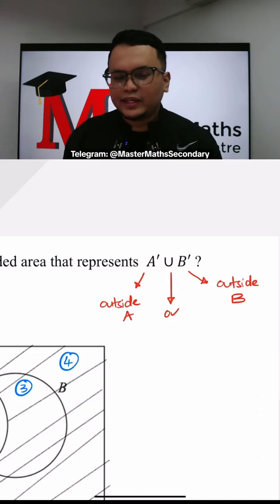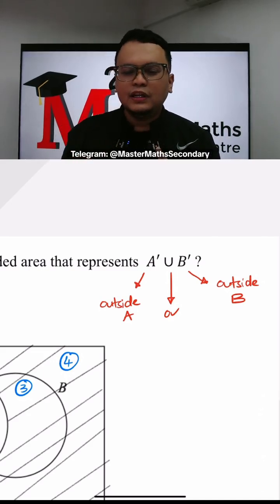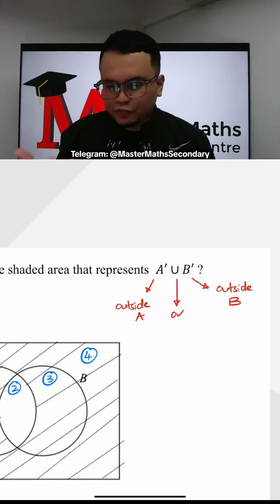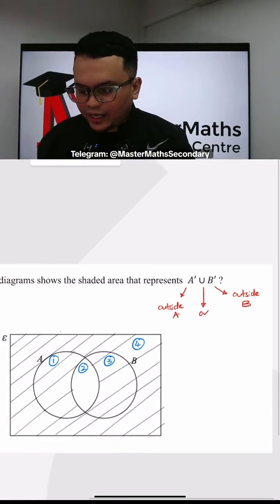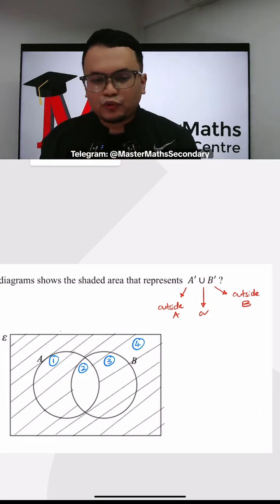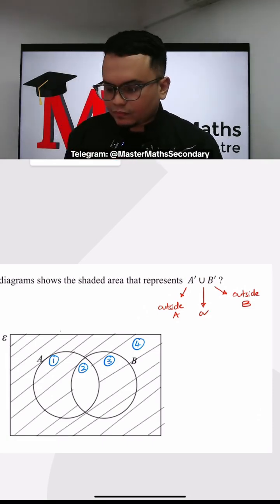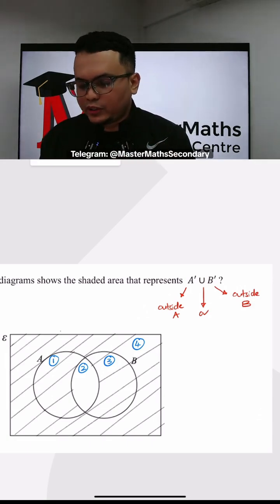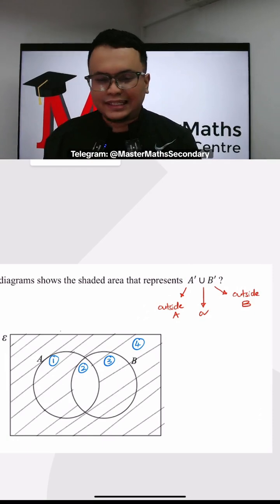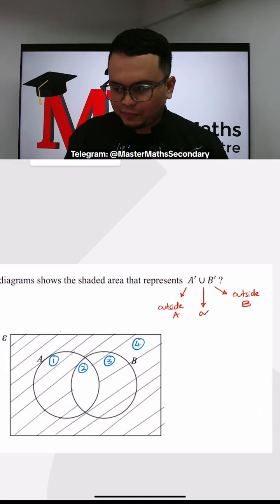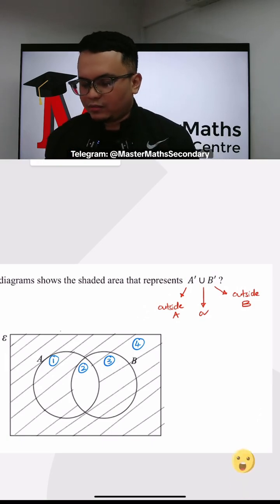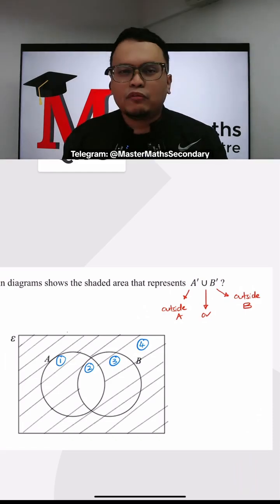Remember, guys, now that it's a union, as long as you fulfill one of the conditions, it's fine. You don't have to fulfill both conditions, but even if you fulfill both conditions, you can also accept. So region 1 we will accept because it is outside of B, so you can shade. Region 3 we accept because it's outside of A, so you can shade. Region 4 we also accept because it's outside of A and also outside of B, so also can shade. Region 2 you don't shade because it is inside of A and also inside of B. It doesn't fulfill either of those two conditions, so we reject region 2.